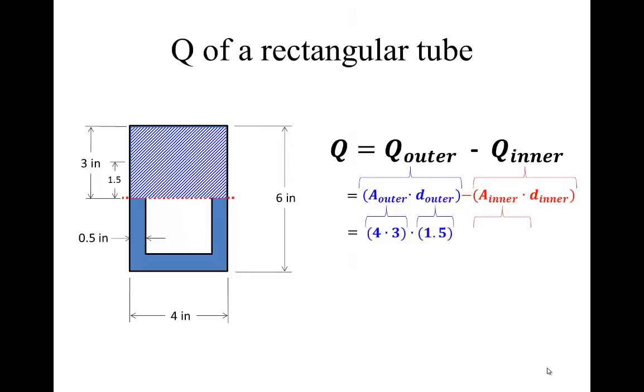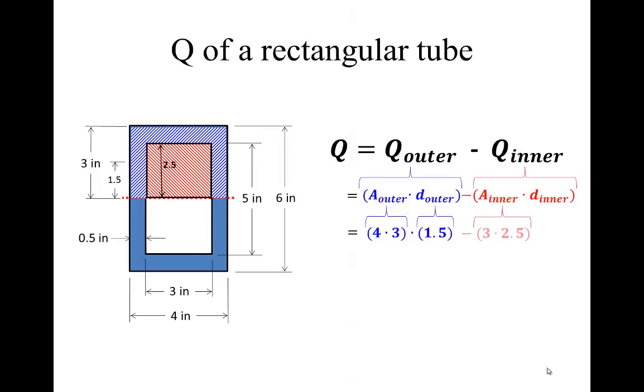The inner area is this that I have highlighted in red. If we subtract 2 wall thicknesses from the width, we find the inner width is 3 inches. If we subtract 2 wall thicknesses from the height, we find that the inner height is 5 inches. And the height of this red area is therefore 2.5 inches. The inner area is 3 by 2.5. The leverage distance is this distance to the center of the red area, 1.25 inches in this case. So the overall Q for this hollow rectangular tube is 8.63 cubic inches.